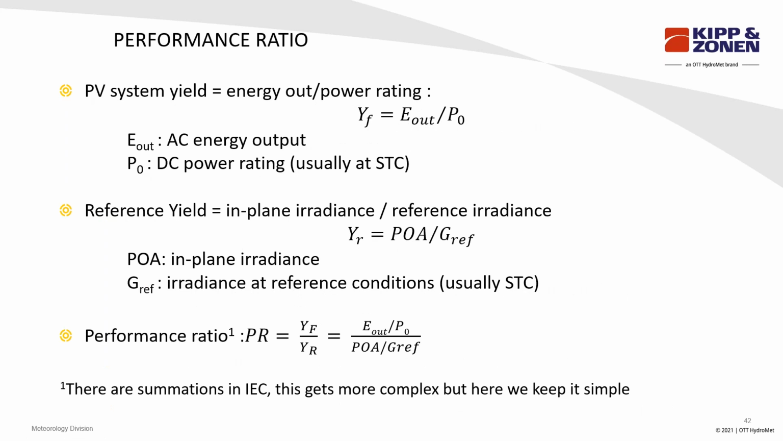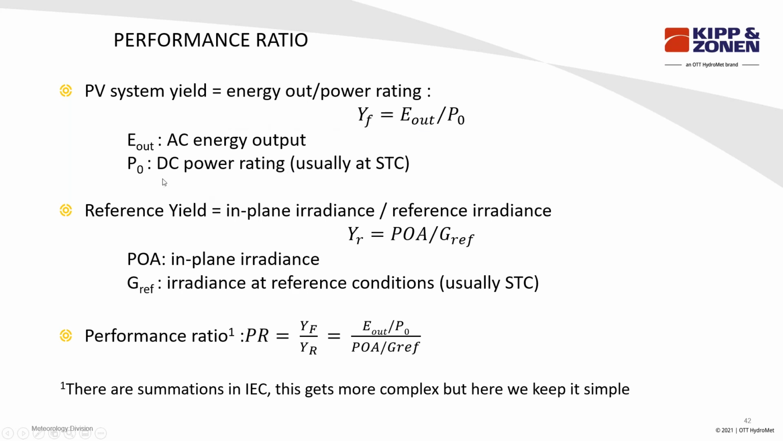Now, what does the standard say about the performance ratio calculation? It says something about what to do for monofacial plants, which we will go through first, and then later on we will go through what it says for bifacial plants. So in essence, what it says is to calculate the PV system yield, which is the energy output of the plant divided by the power rating. The power rating is usually the DC power rating at standard test conditions, and the energy output can be the AC energy output.